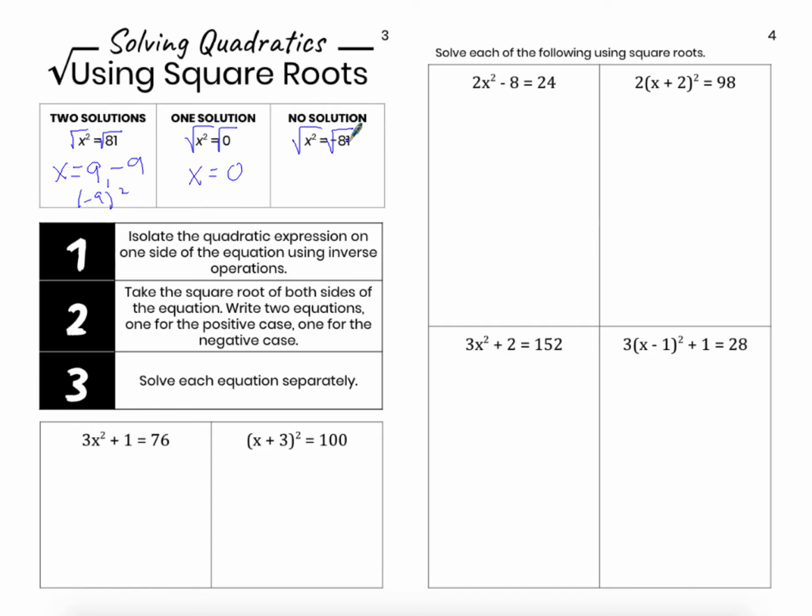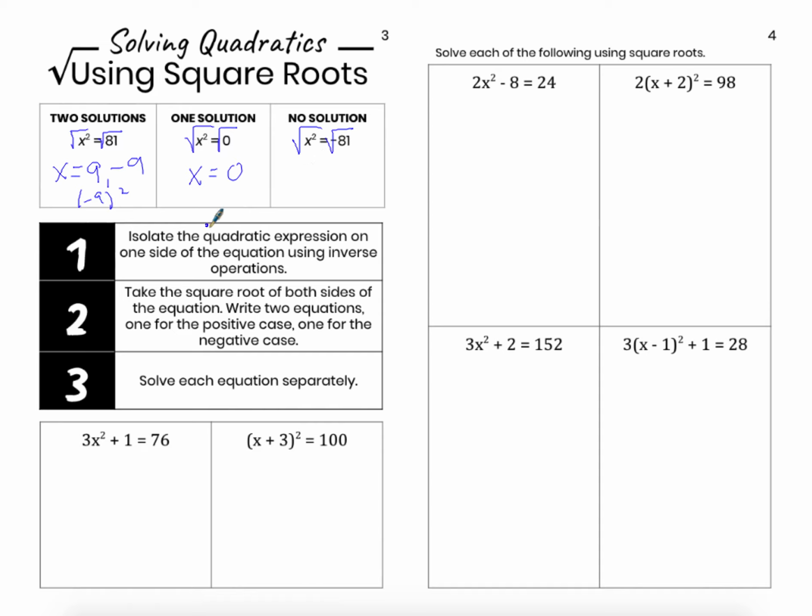So 9 times 9 is positive 81. -9 times -9 is positive 81. And if we were to do 9 times -9, which we would need to get to -81, that would not be squaring one value of x. Usually, our quadratic equations are not quite so easy.